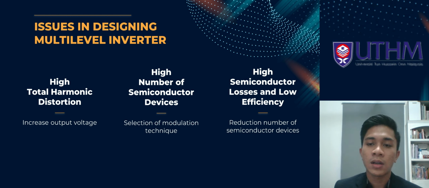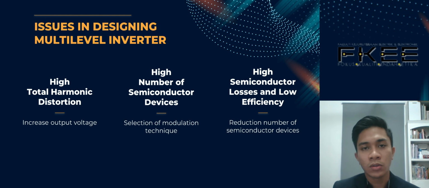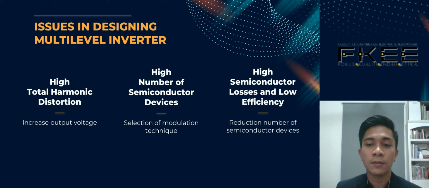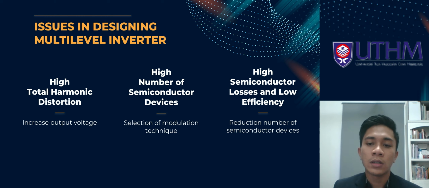The third is high semiconductor losses and low efficiency. When the number of semiconductors increases, there is also a chance of conduction and switching losses, which can affect the efficiency of the switching. This can be solved by reducing the number of semiconductor devices.